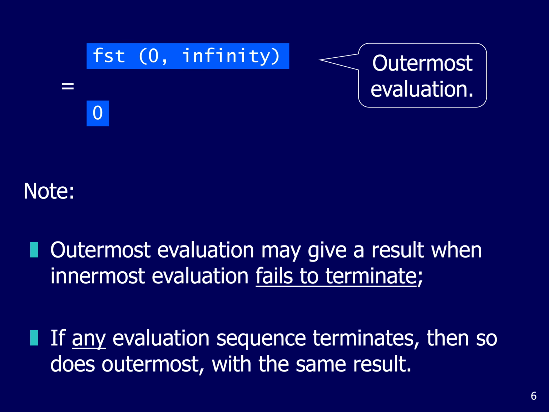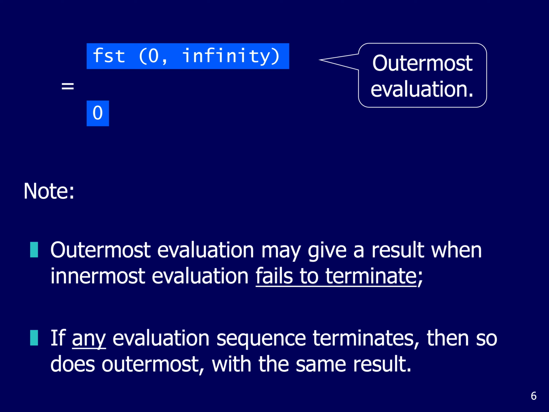So there's a couple of points to note about this example. The first point is something we've essentially just proved by example. Outermost evaluation may give a result when innermost evaluation fails to terminate. We saw that if you applied first to 0 and infinity with innermost evaluation, it didn't terminate. The expression just got larger and larger forever, whereas with outermost reduction, as we see at the top of the slide here, it terminates in one step.